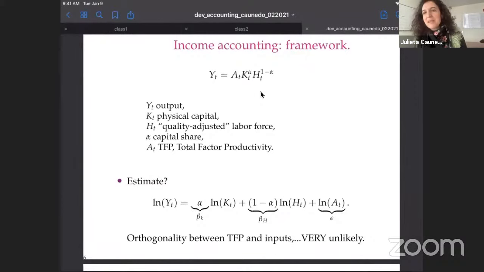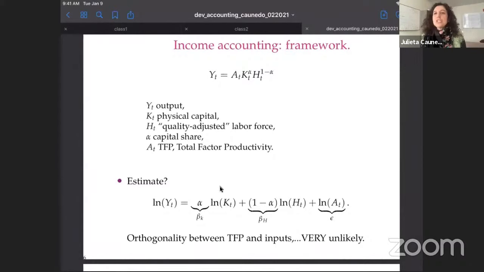Now, there are many reasons why this is a bad idea, okay? So first, for these estimates to give you unbiased estimators of what these factor shares are and the contribution of each of these elements, you need an orthogonality condition between TFP and inputs. And that's very unlikely. This is what I was saying before, right? If you live in an economy where inputs are not very well used, I'm not going to invest a lot in that economy, say, I'm not going to accumulate capital in that economy, okay? So the orthogonality between the errors and the regressors here is likely to be violated.